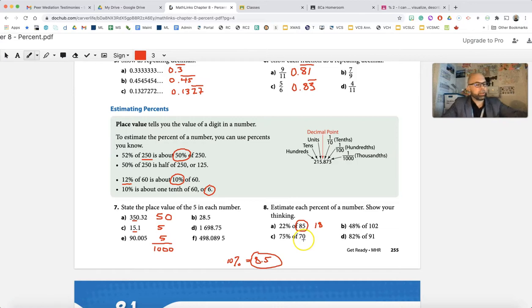75% of 70. 75% of 70 is going to be, again, another mental way to do this, I know it's going to be 3/4. 3/4 of 80 is 60. 3/4 of 70, let's say, is 55. That's my estimate. Show your thinking. Okay, I've got to show my thinking.